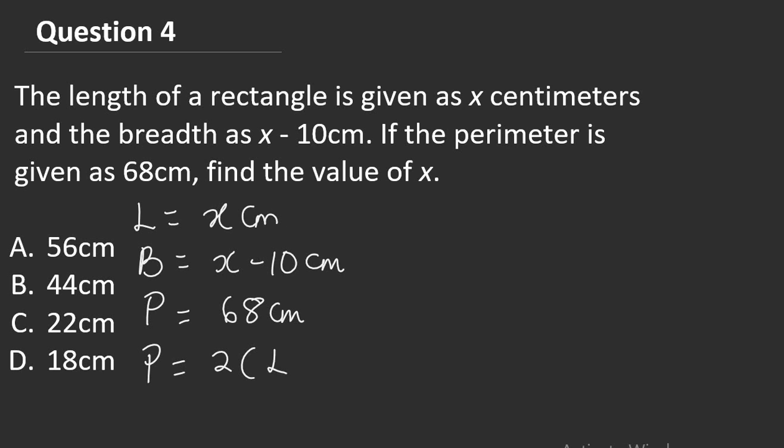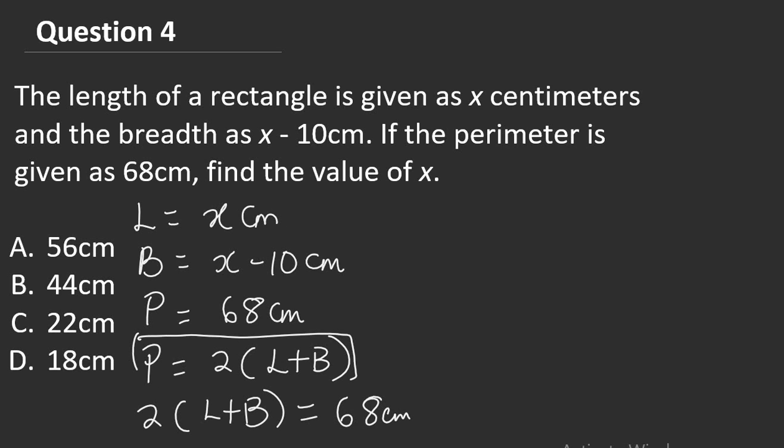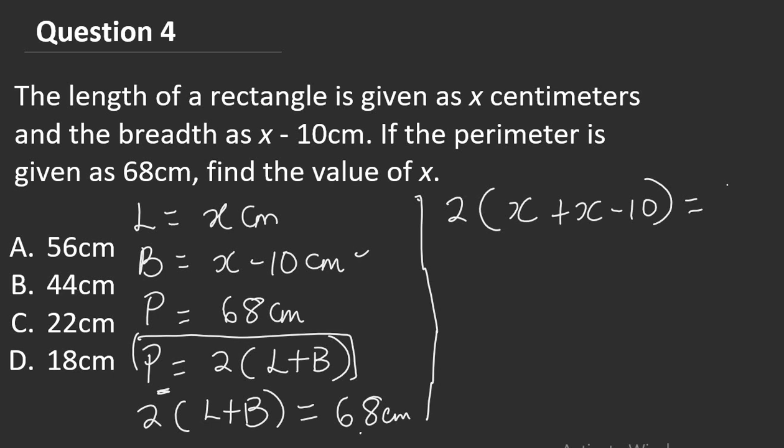Perimeter of a rectangle is 2 bracket L plus B, length plus breadth. The perimeter has been given, so 2 bracket length plus breadth is equal to the perimeter, which is 68 centimeters as given in the question. I just rearrange what you have here and then replace the P with 68. Now I'm also going to replace the 2 bracket. The length is x centimeters and the breadth according to the question is x minus 10, close bracket, equal to the perimeter, which is 68.